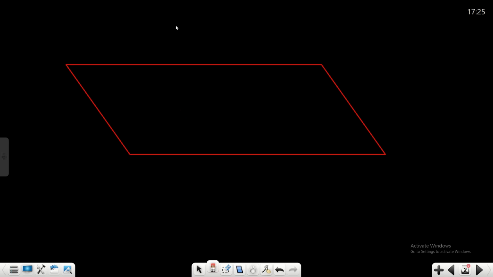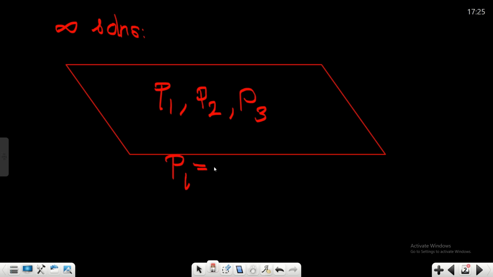E1 is also denoted by P1, E2 is denoted by P2 and E3 is denoted by P3, and for infinitely many solutions the logic is that P1 is identical to P2, and this is also identical to P3, and P3 is also identical to P1. Okay, so this is the only logic.